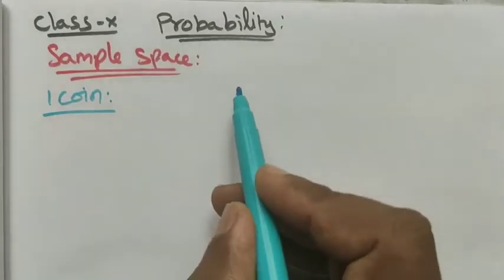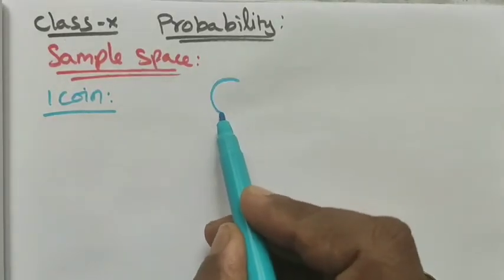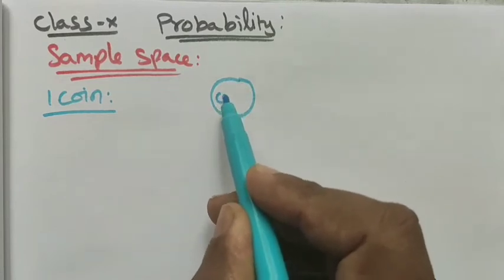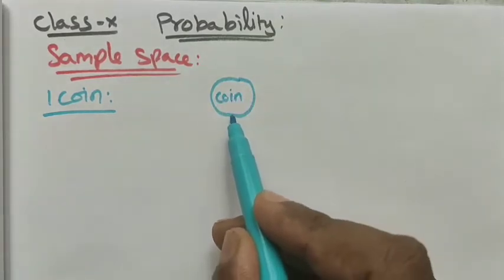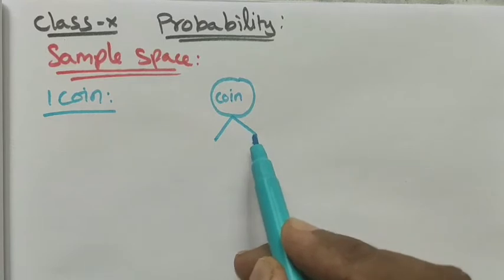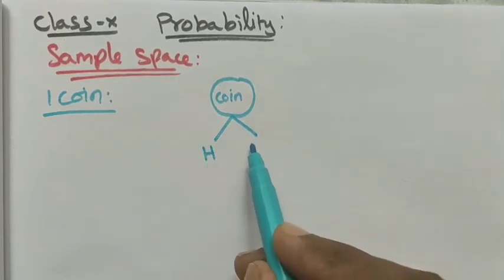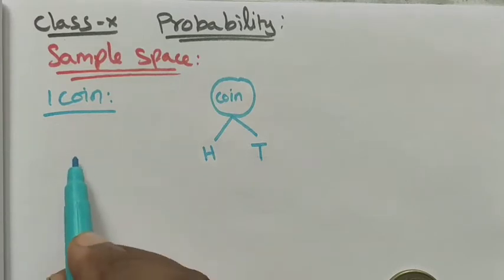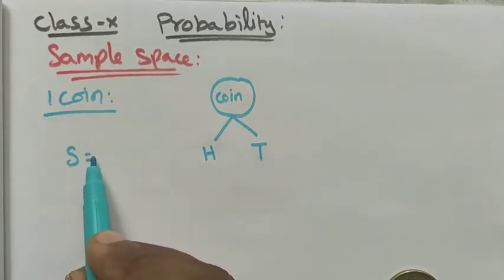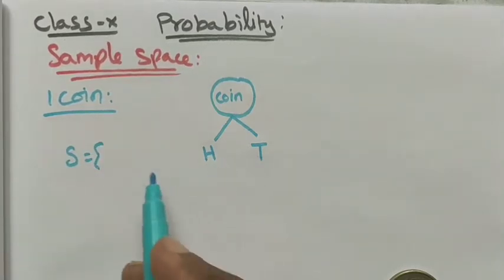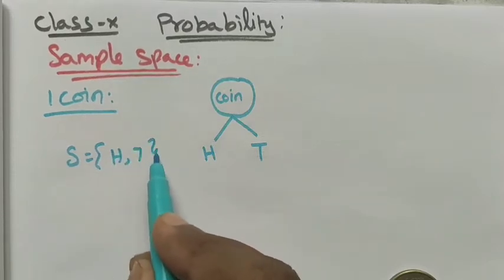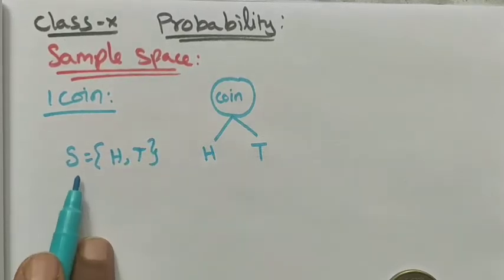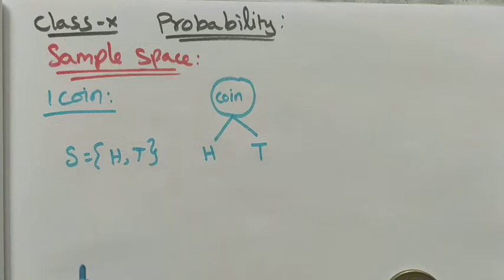We know the possible outcomes in a single coin. In a single coin, we have the possible outcomes: one is the head, another one is a tail. So, the sample space is always denoted in that form. S is equal to the total number of outcomes, head and then tail. This is the sample space of a single coin.